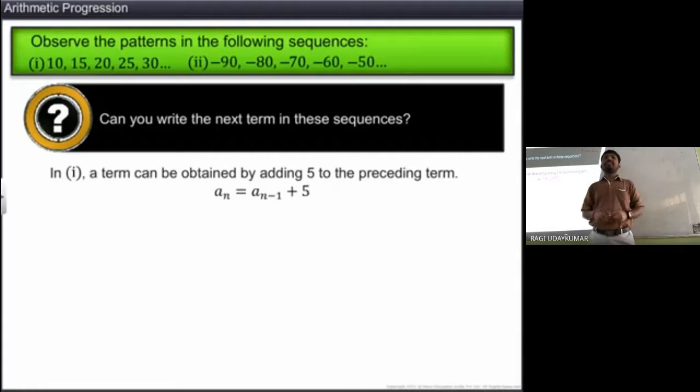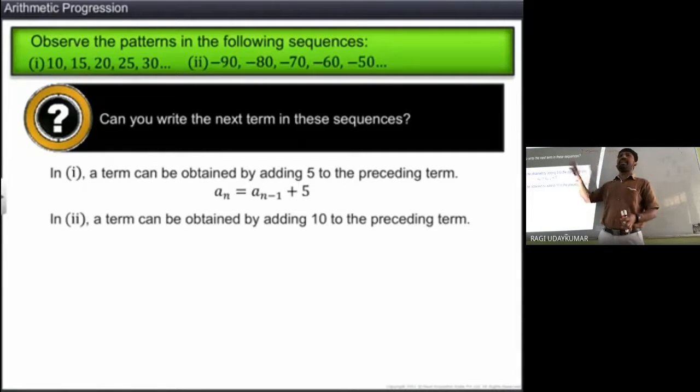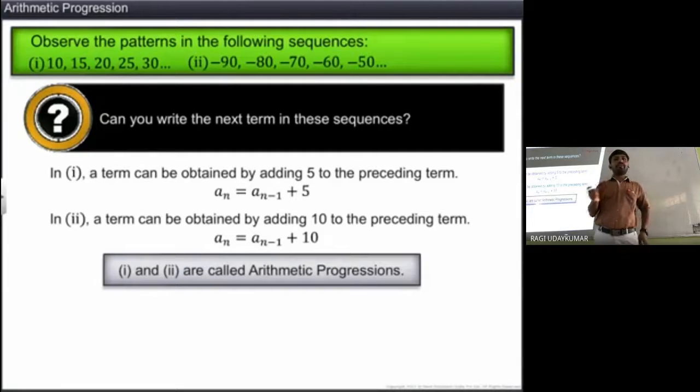Then in the second situation, what we are doing here is adding 10 to the preceding number in both the cases. So we are adding one constant number to each number, its preceding number, in both the situations. These types of situations are called arithmetic progressions, when a constant is added to the previous term. So these both are called arithmetic progressions.